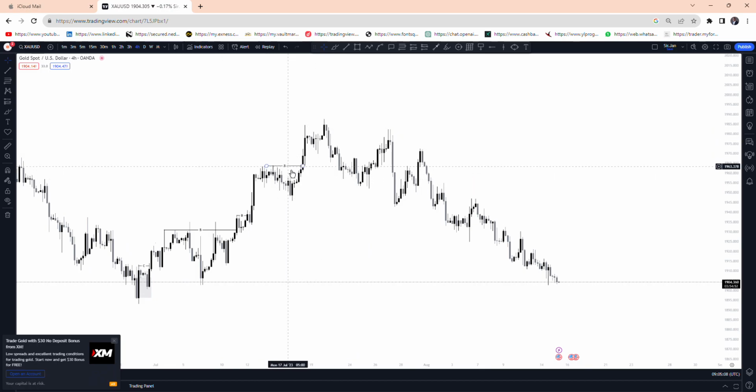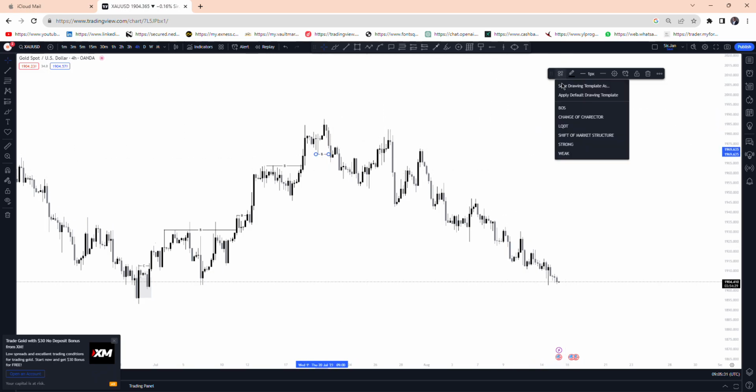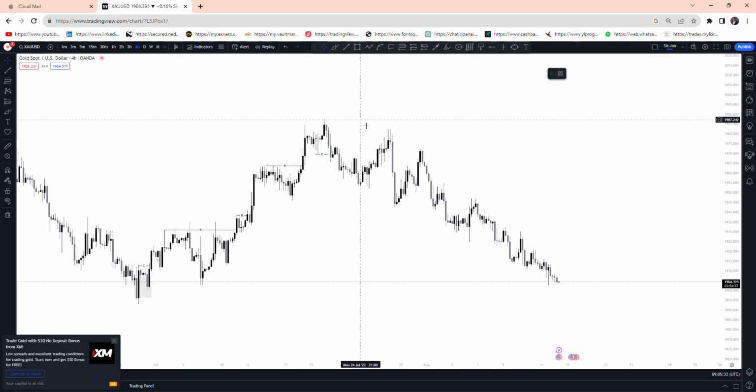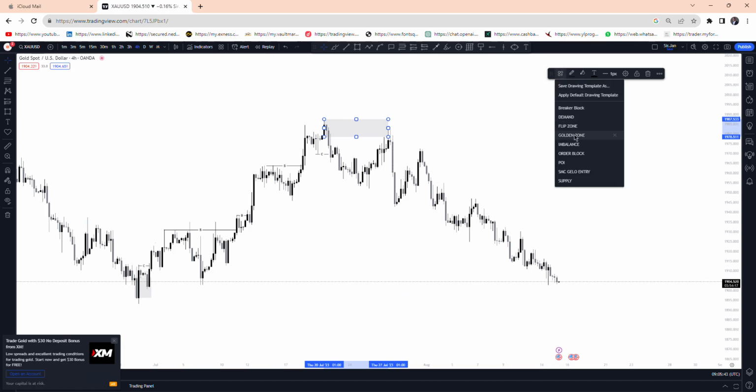But now, this is where the magic happened. The moment we saw this, we knew it's a change of character. Remember, the change of character happened here, then the market started being bullish, gave us this move, and here it was supposed to tap and move to the upside. But it tapped, moved, and it came back, changed. So this is a change of character here. When we see a change of character, always know we're looking for an order block. So we saw an order block.